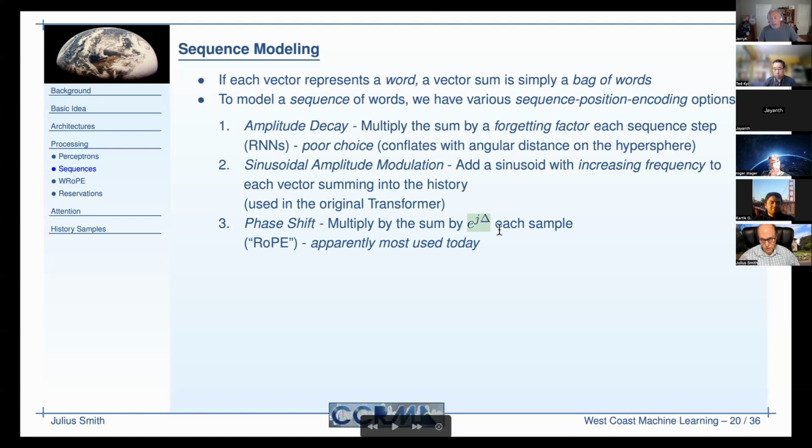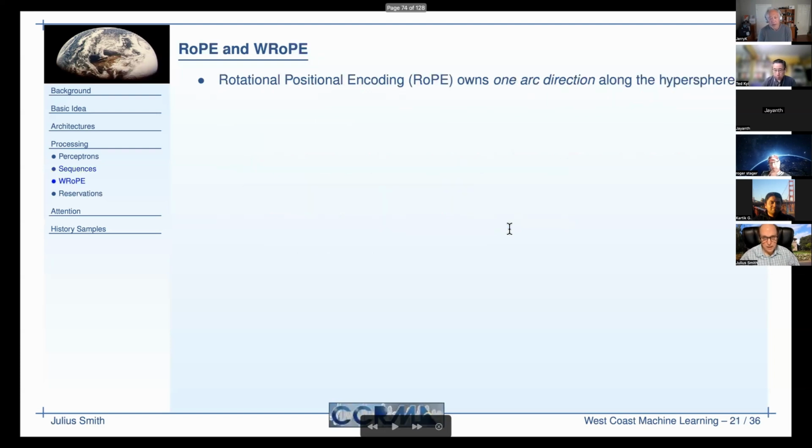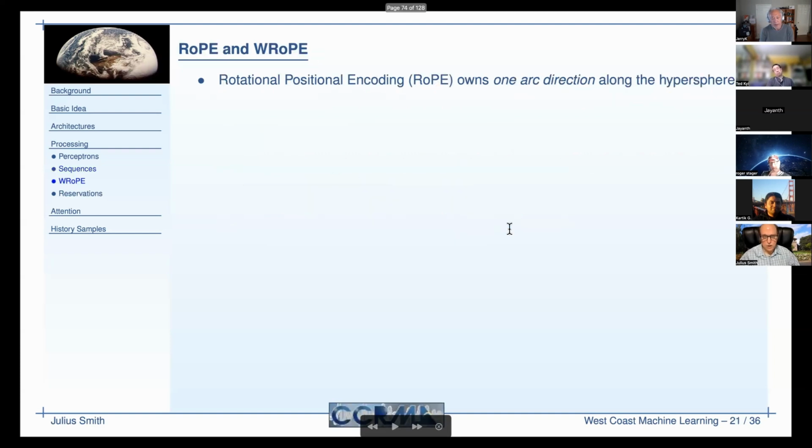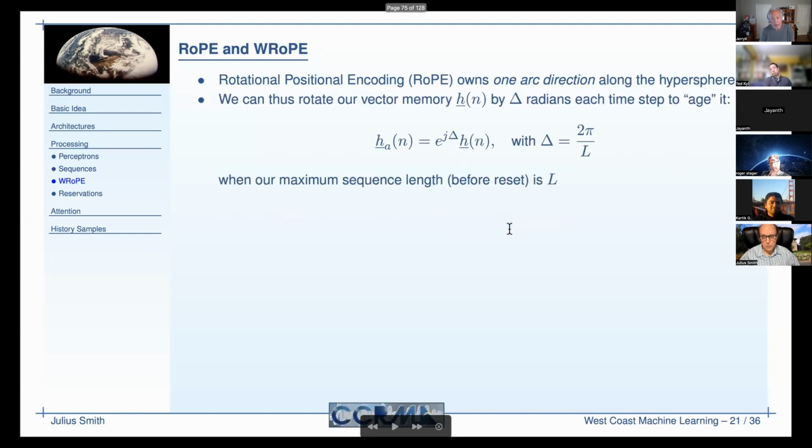So we can use the complex number support in Mamba to implement RoPE. We just multiply the sum by e to the j delta, where delta is our phase step that we want to associate with time. It's limited, right? It's going to run off the end at some point. So we have to decide what our length is. Let's say L is our sequence length. Then delta, we can set it to 2 pi over L. And then we get L steps before we come back around.